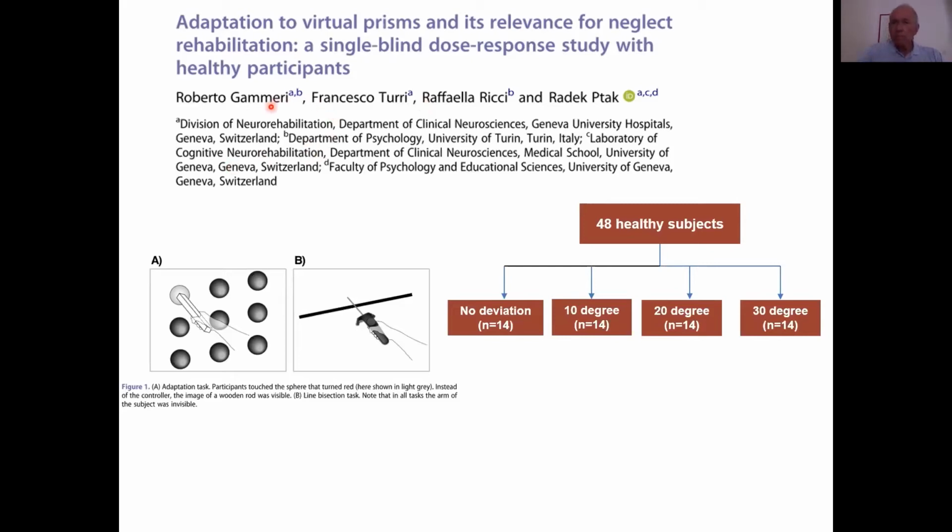For example, in this study by Gammeri et al., they developed their virtual prism adaptation therapy using an immersive HMD and applied the randomized controlled trial design in healthy subjects like this. So a total of 48 healthy subjects were randomly allocated to the no deviation group and the 10 to 30 degree prismatic deviation group. So in this case, this kind of trial may be categorized as a phase 1 trial, even though they use the randomized controlled trial design.